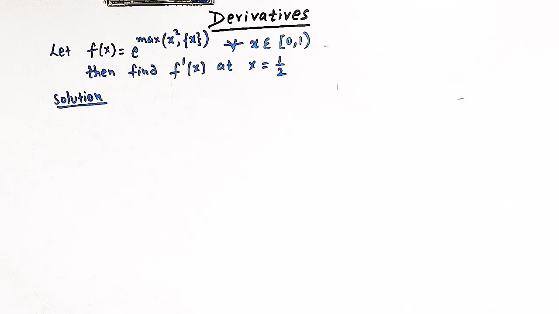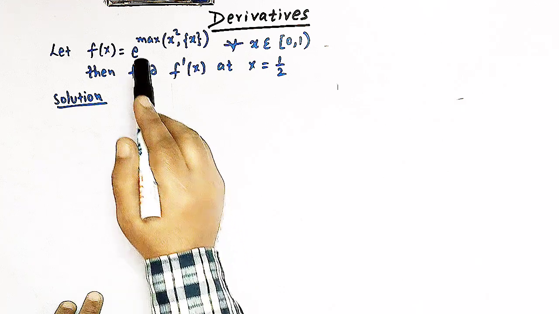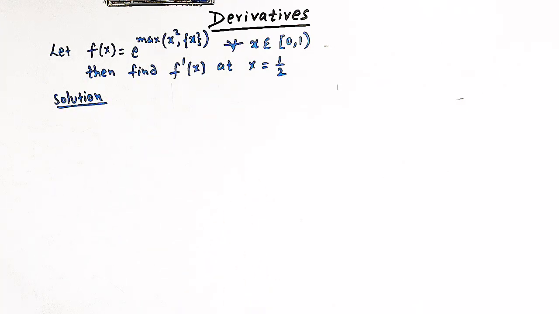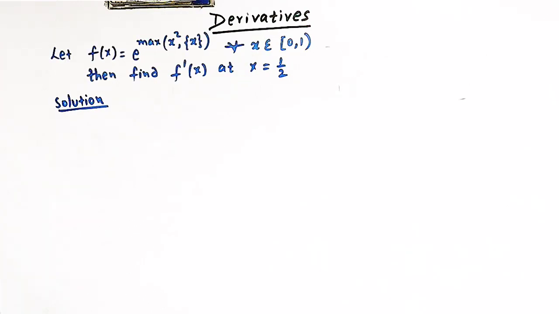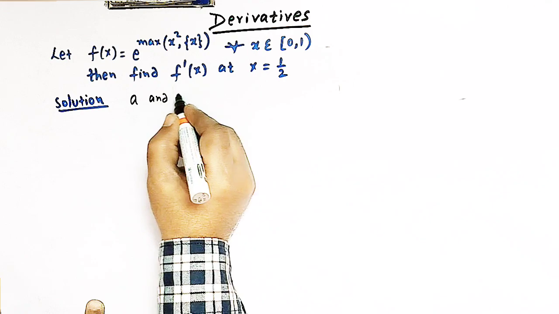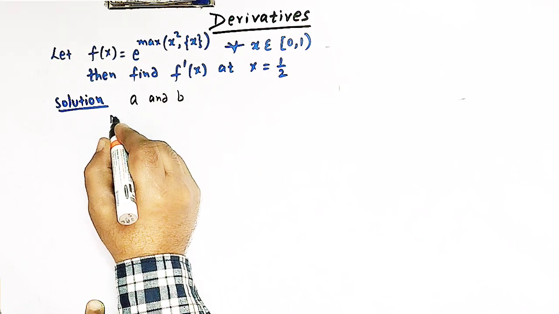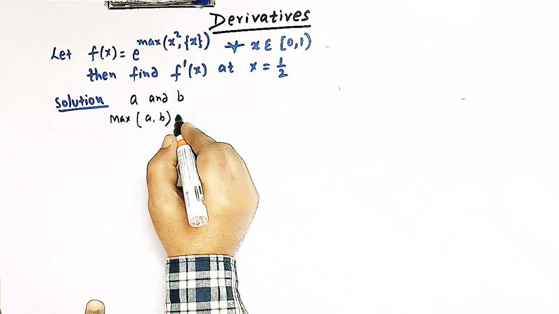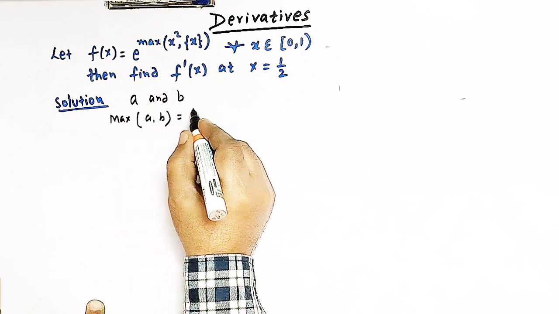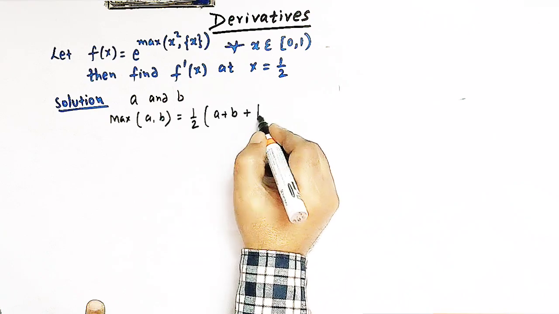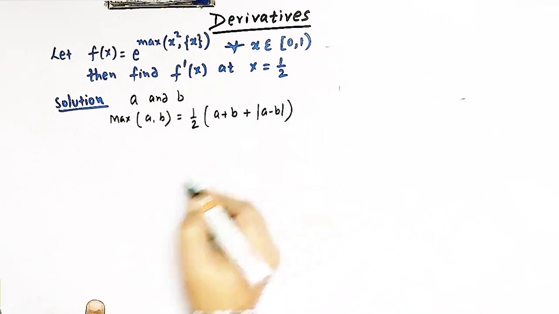So let us see how we can solve this problem using the concept of maximum of two quantities a and b. Now let us consider two quantities a and b, right? And the maximum of the quantities a and b is defined by this expression, that is half of a plus b plus mod of a minus b, right?